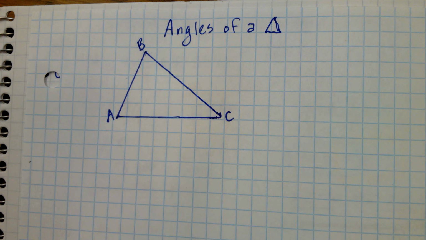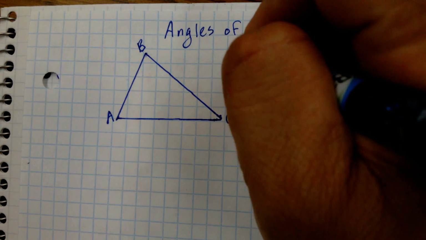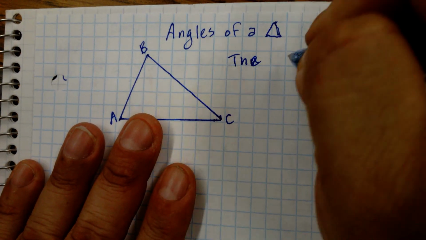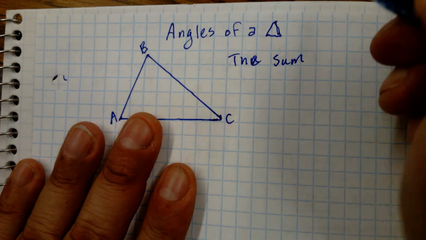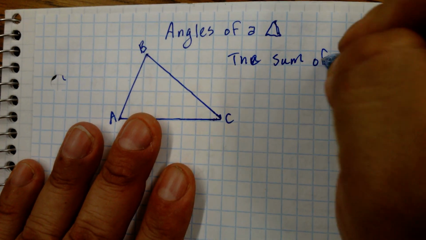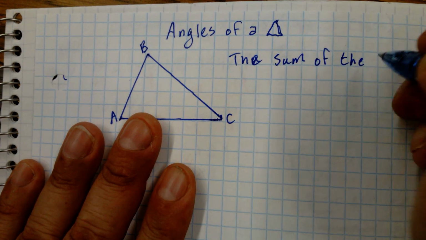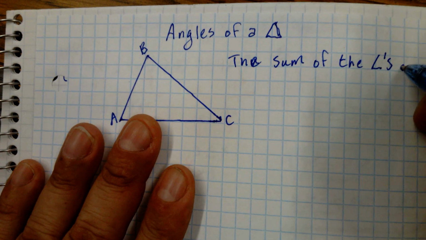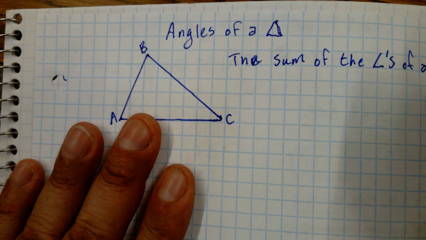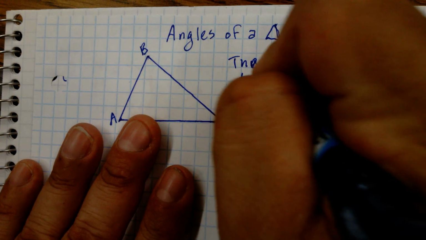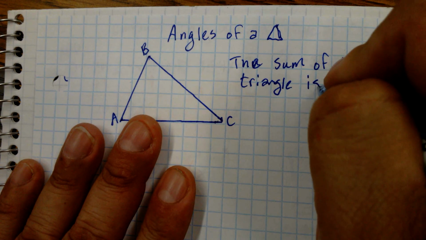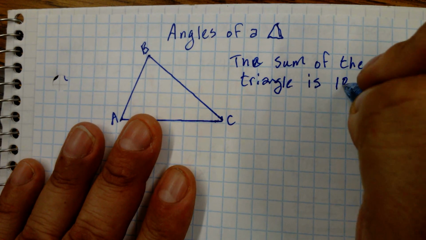Let's go ahead and write down the important fact. So I want you to copy this. The sum of the angles, this is a symbol for angles, of any triangle is 180 degrees.